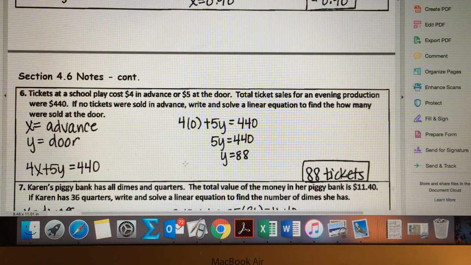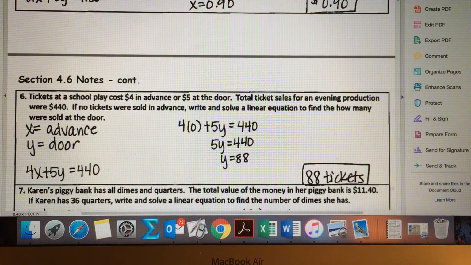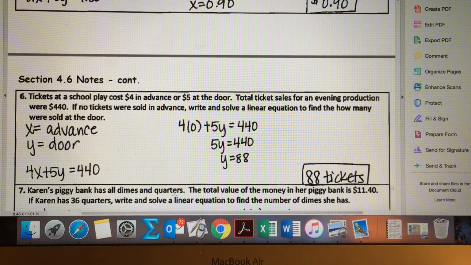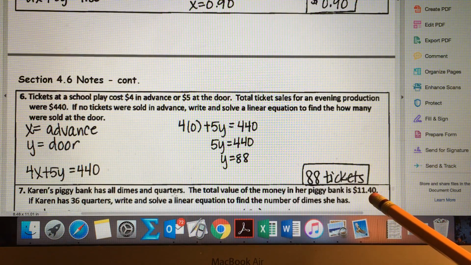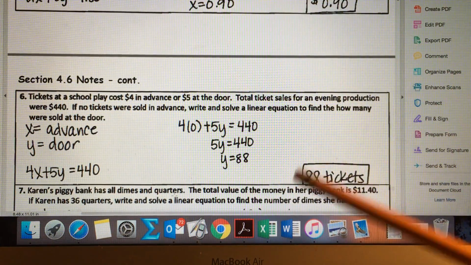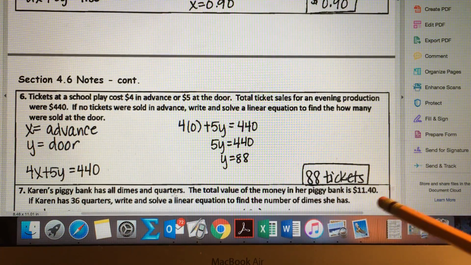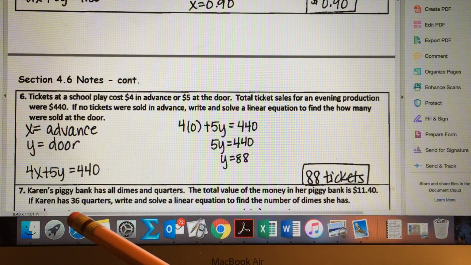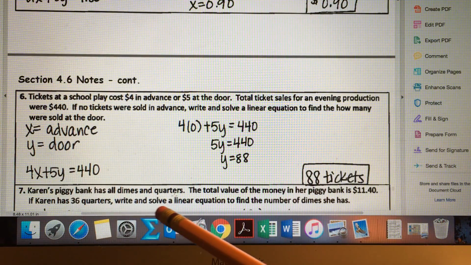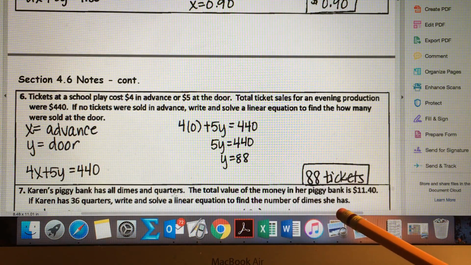All right, number 7. If Karen's piggy bank has all dimes and quarters, and the total value of the money in her piggy bank is $11.40. Notice how all these problems so far, 5, 6, and 7, have all talked about value, like the total value of 2 different objects put together. So if Karen has 36 quarters, write and solve a linear equation to find the number of dimes she has.